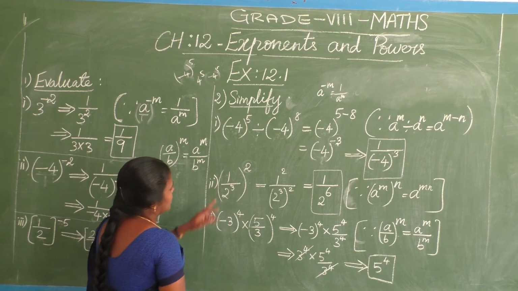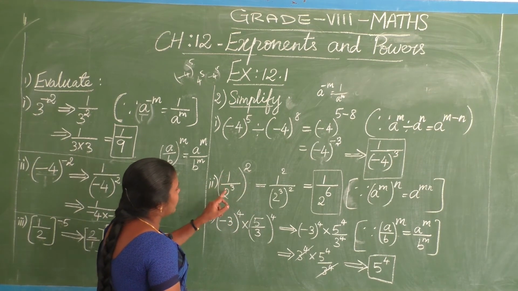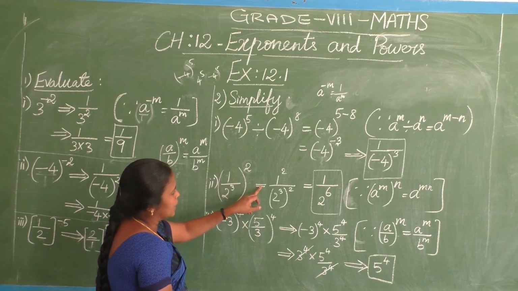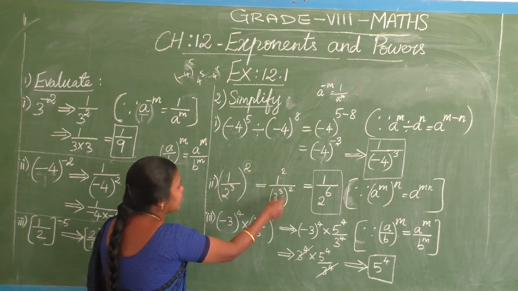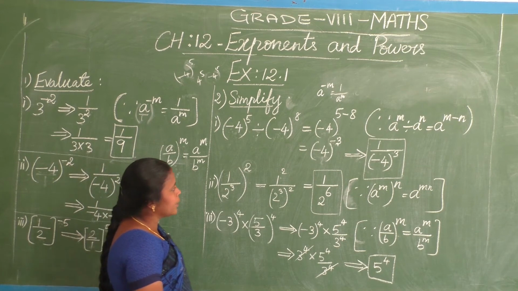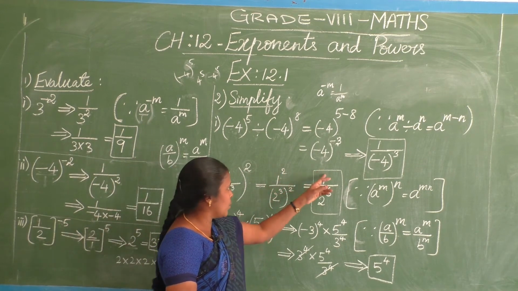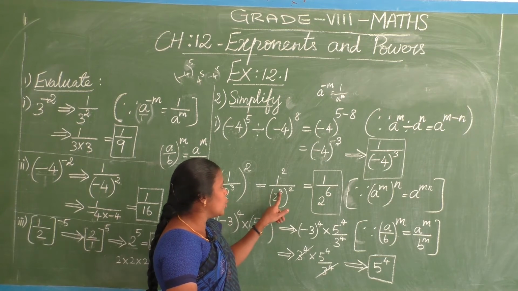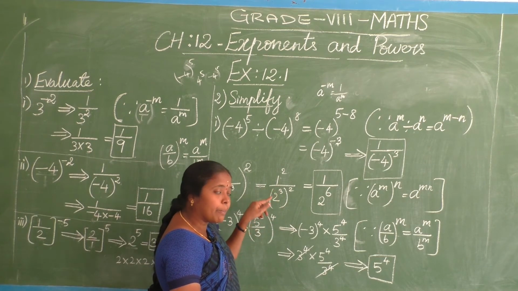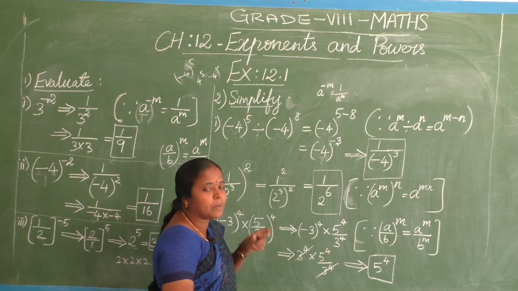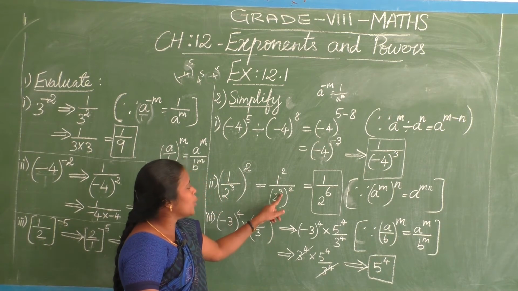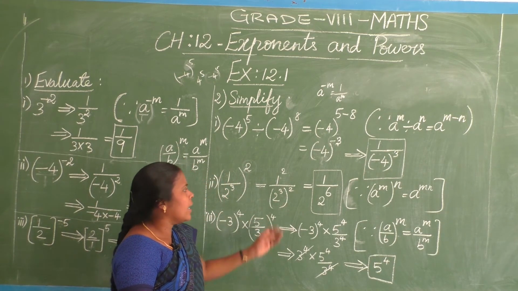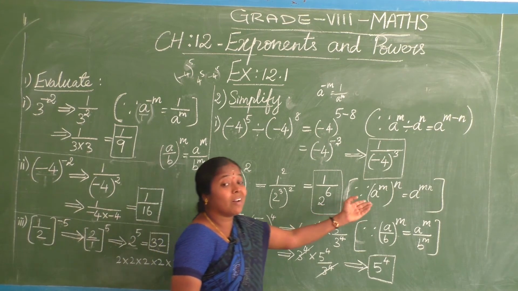So based on that, how I wrote the step: 1 by 2 cube the whole square is equal to 1 square by 2 cube the whole square. Clear? 1 square, 1 into 1, is 1 only. But come to the denominator, 2 cube already has a power in the base itself. 2 cube the whole square. Which law is suitable? Power of a power.